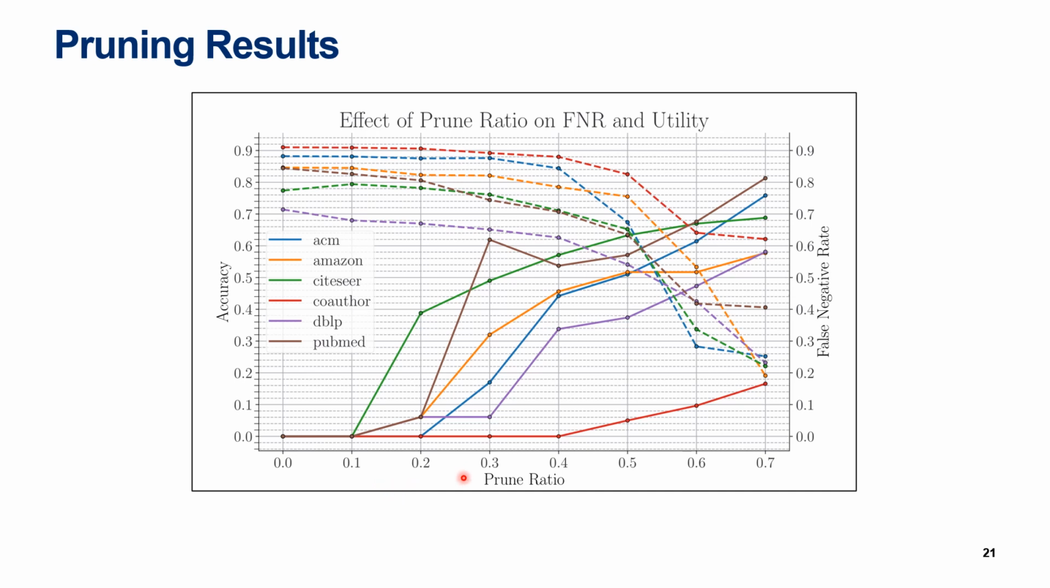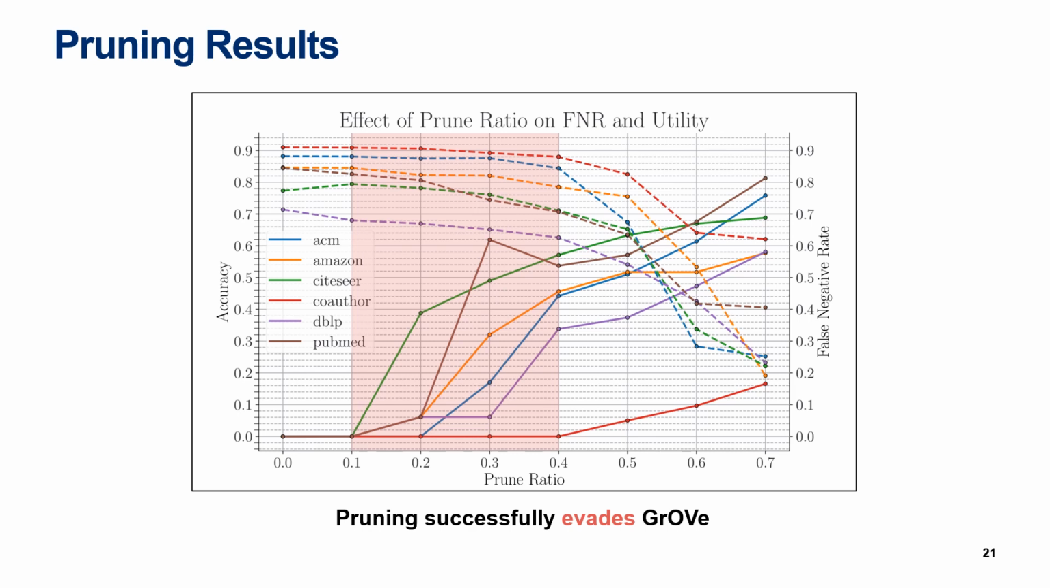We tested GrOVe against multiple prune ratios, shown here on this graph on the x-axis. The dotted lines show the accuracy of the surrogate model, while the solid lines show the false negative rate of GrOVe when tested against those surrogate models. We found that after a prune ratio of 0.4, the accuracy of the surrogate models drops by a lot, more than 0.6 in most cases, in which case we do not consider them in our analysis. However, between a prune ratio of 0.1 and 0.4, we found that for most datasets, the false negative rates rose rapidly. Thus, we found that pruning actually successfully evades GrOVe.